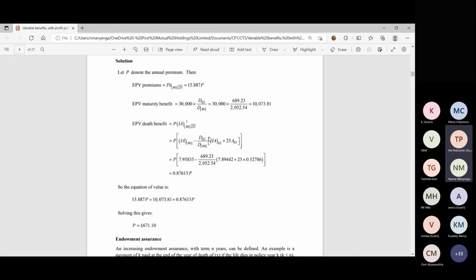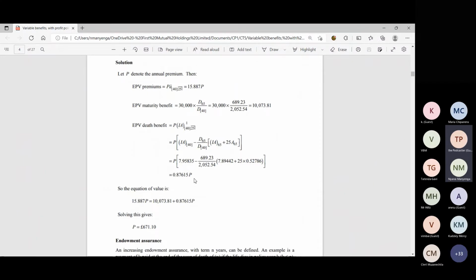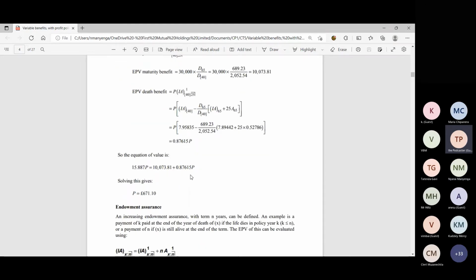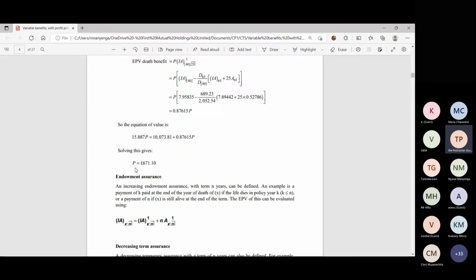So once we've evaluated the expected present value of the death benefit as well as the maturity benefit, you then add the two and equate them to the expected present value of premiums. Then you solve for P. So P then is equal to 671 and 10 cents.